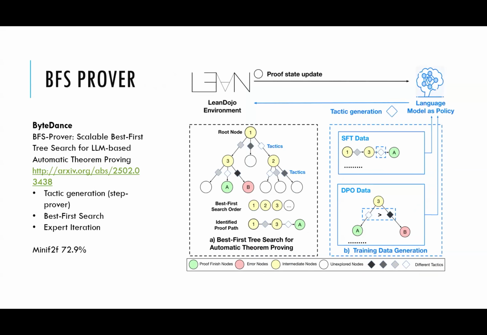And now the most recent SOTA is called BFS-Prover. This is done by ByteDance. You know ByteDance, which is 字节跳动 in Chinese. What it does is use a very simple search mechanism called best-first search. It finds the most probable tactic and iteratively finds the next tactic, which is much simpler than Monte Carlo search.